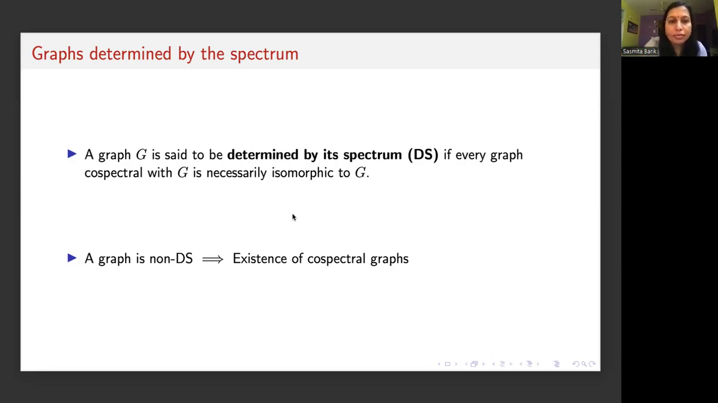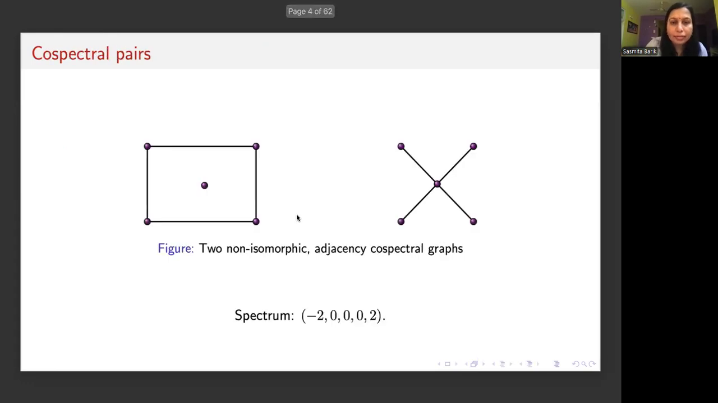So here you can see these are the two graphs. Earlier, the graphs used in chemical graph theory were assumed to be determined by spectrum. Meaning if you have a graph, then whatever spectrum you get is the spectrum for that graph only, they were thinking. And because if a graph is determined by spectrum, then this problem can be related to the isomorphism problem. So that way it was.